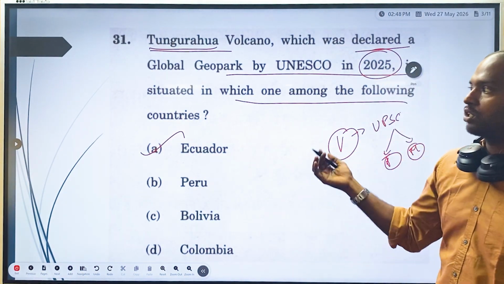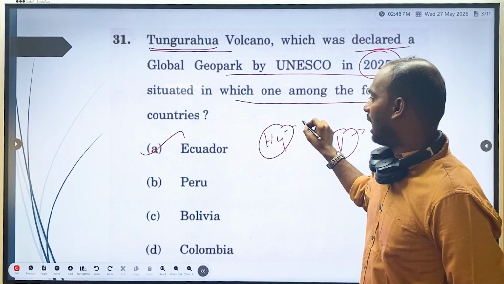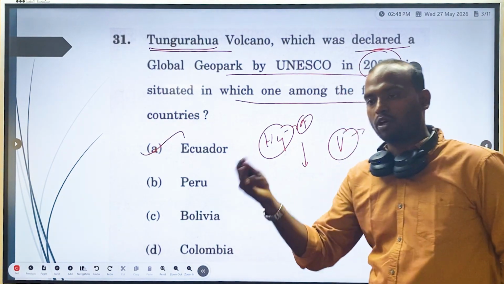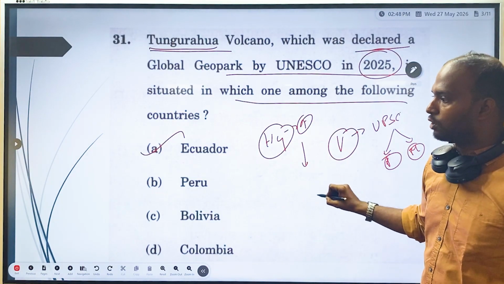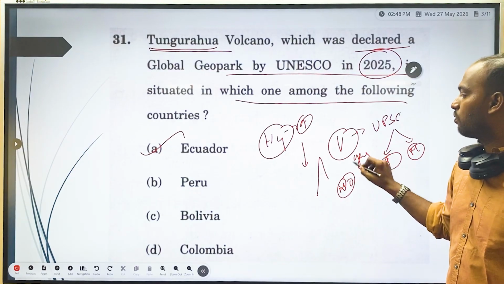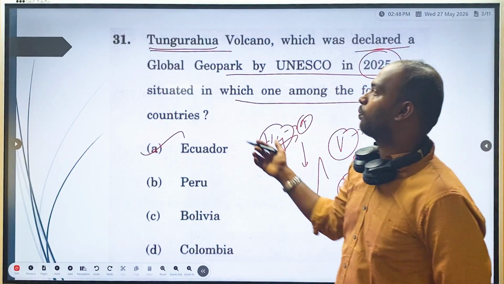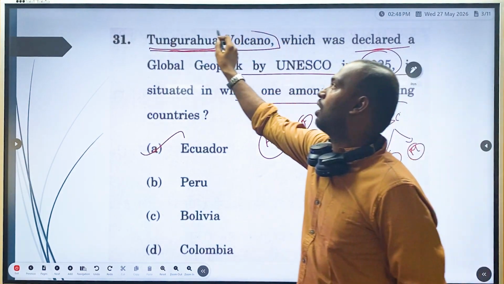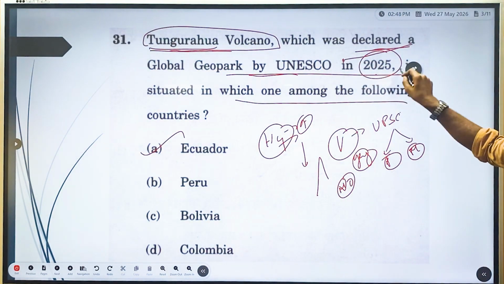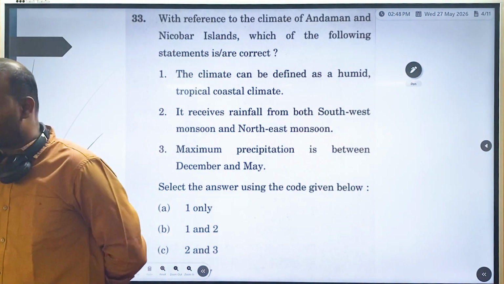So one of the most important current affairs was the Hayli Gubbi volcano in Africa. That volcano was in the news for a long time because it exploded. No lava came out of it, only gas. So it was a strange volcano. We were expecting a question with respect to this, but UPSC focused on Tungurahua volcano. It was declared a global geopark by UNESCO in 2025. So it is present in the country Ecuador.